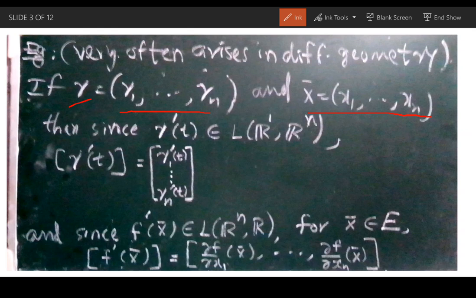Now look at this gamma. For this gamma dash of t, gamma was from (a, b) into E subset of Rn. So gamma dash t is a linear transformation from R1 to Rn. A linear transformation from R1 to Rn can be expressed in terms of an n by 1 matrix. So what is the matrix of gamma dash of t? It is the n by 1 matrix, gamma 1 dash t, etc., gamma n dash t.